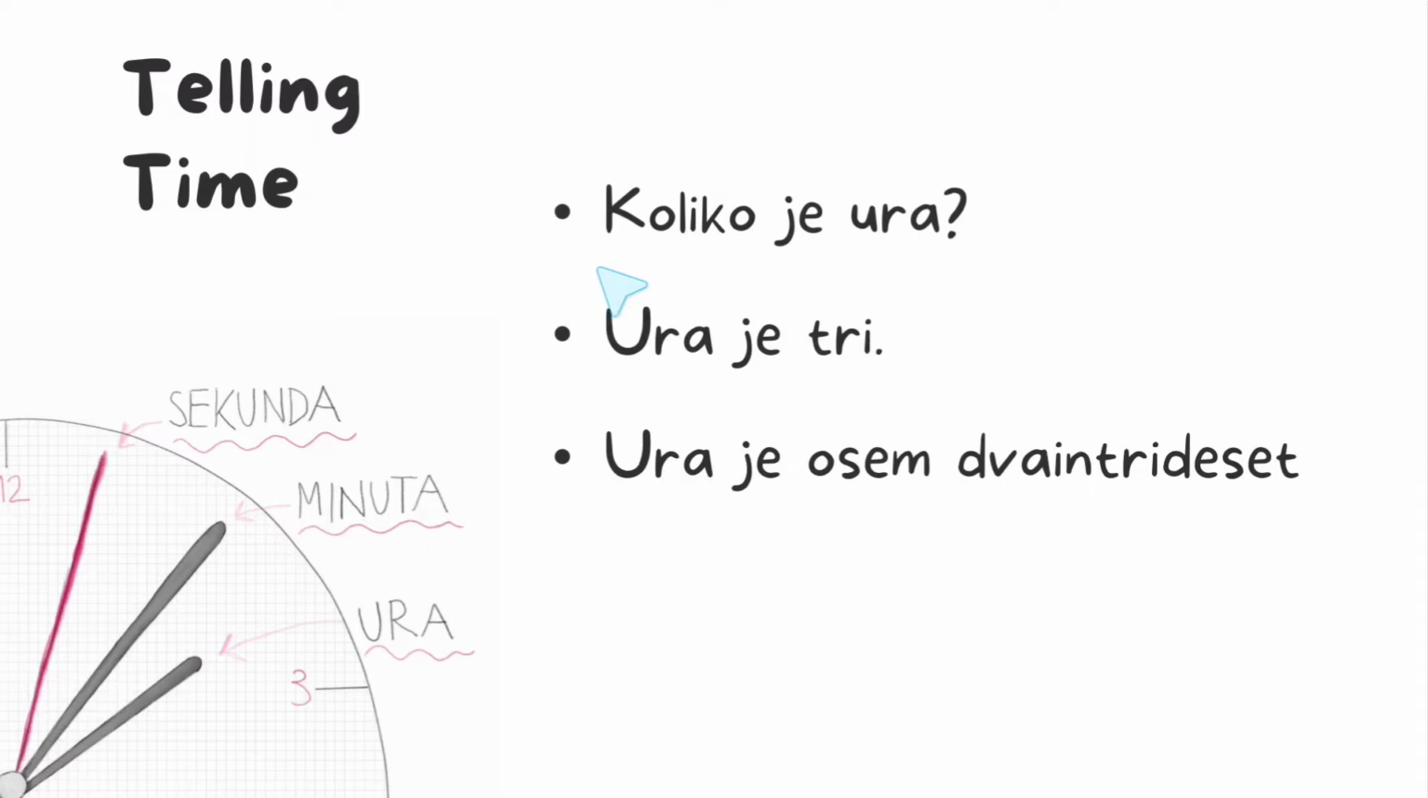When we're telling time, we ask koliko je ura? That means, what time is it? Koliko means how much. Je means is. Ura means, in this case, time. So, koliko je ura means what time is it?